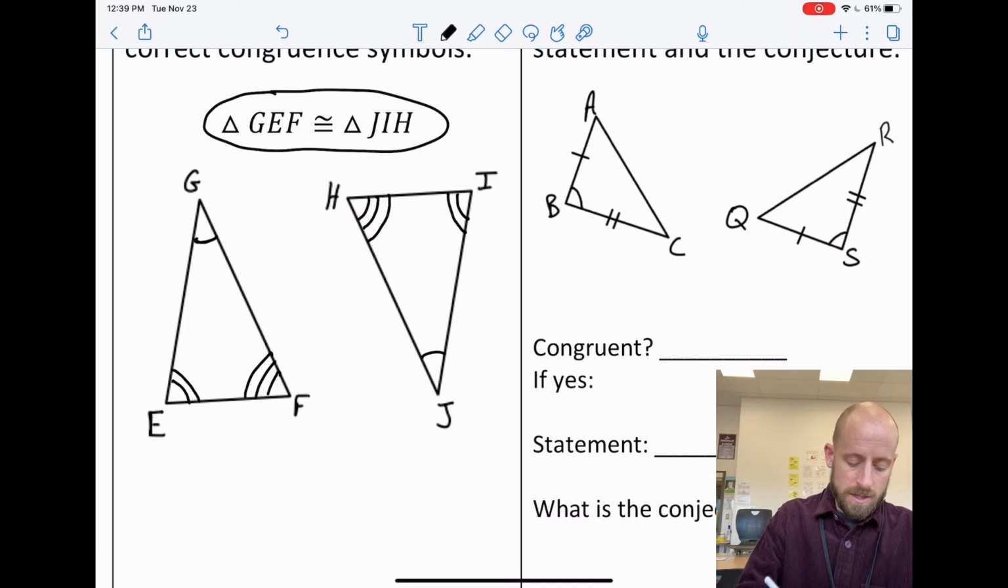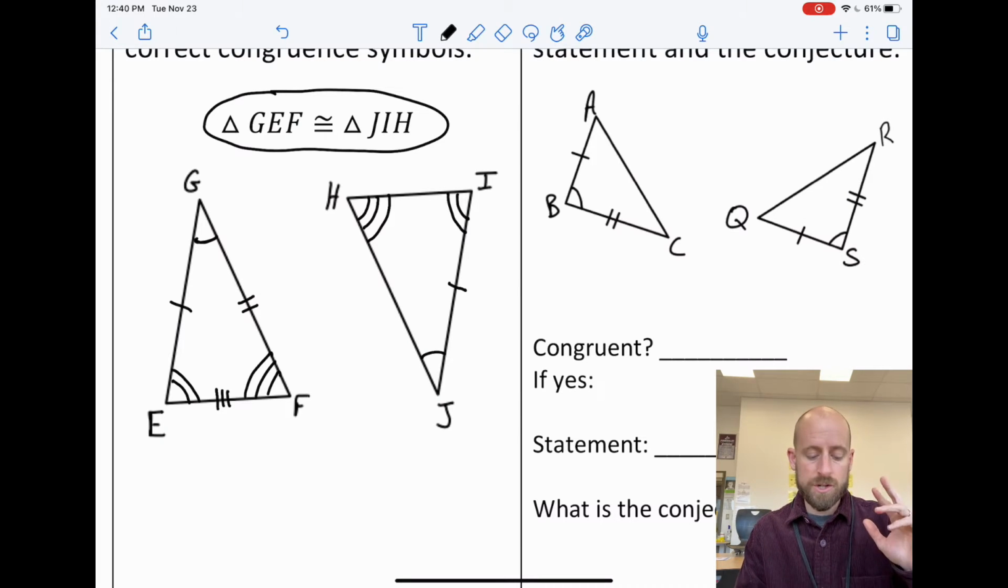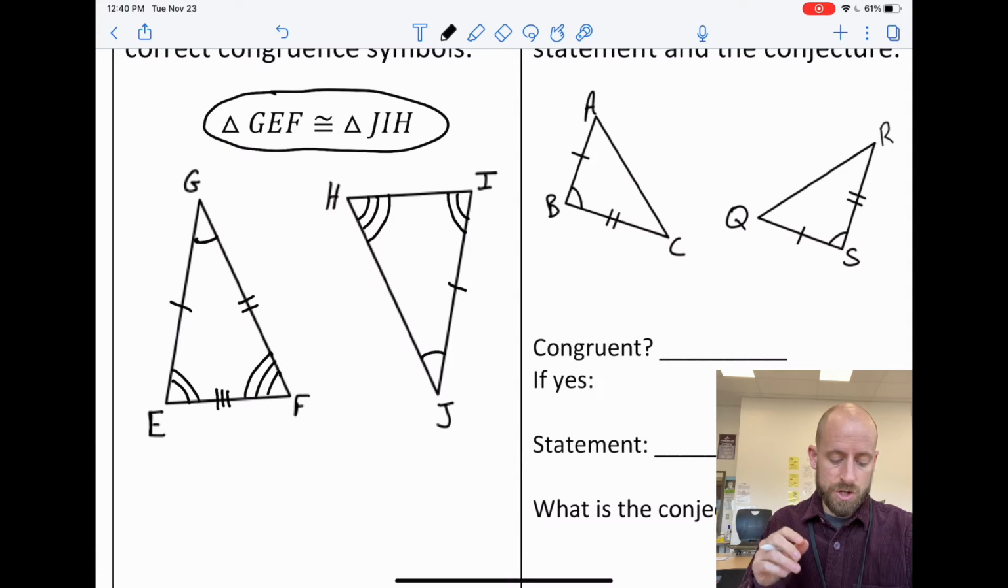That's going to be something you've seen before, where I'm just going to use a single dash and a double dash and a triple dash for each different side length. So there are 3 different side lengths for the triangle on the left, and those match and are congruent accordingly on the other triangle. So what matches with GE? Well, that was the first 2 letters. So J and I would also have a single dash there. GF had a double dash. Since G and F are the first and last letter, J and H are going to also have that double dash.